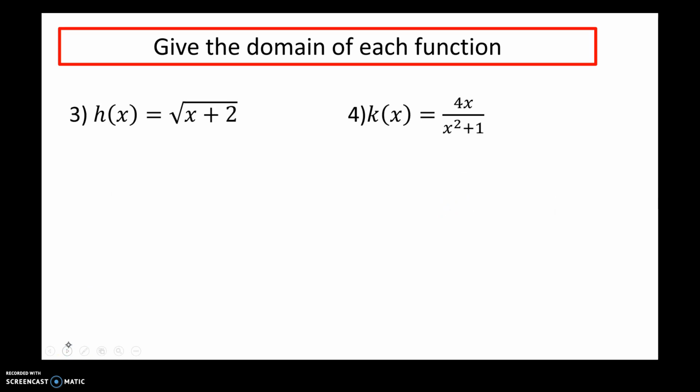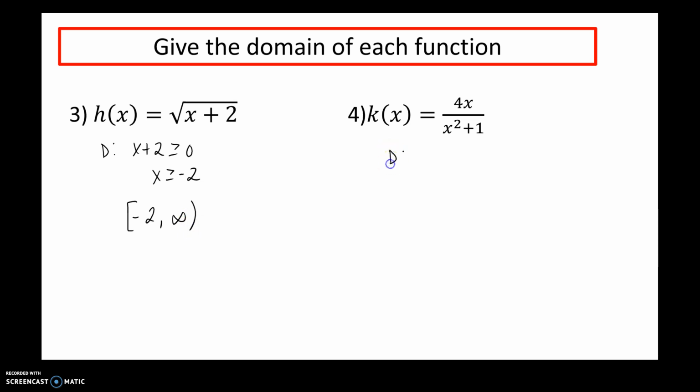Okay, my square root function, the restriction on the square root function, what's underneath has to be greater than or equal to 0. Solving that one-step inequality, I get x has to be bigger than or equal to -2. So my domain in interval notation is from -2 to infinity. And I include -2 so it has a hard bracket.